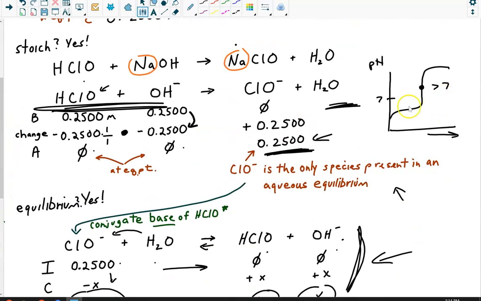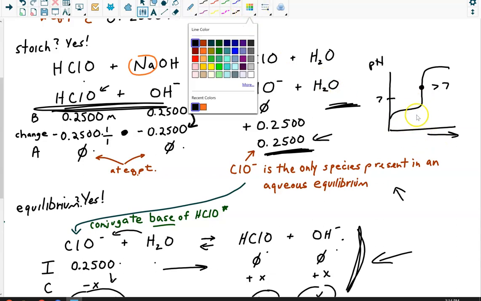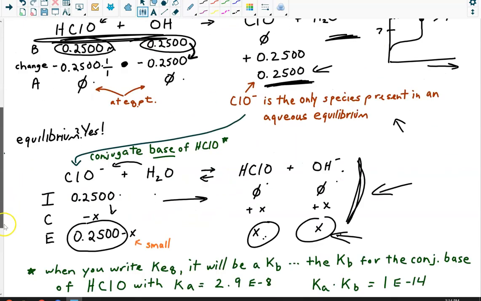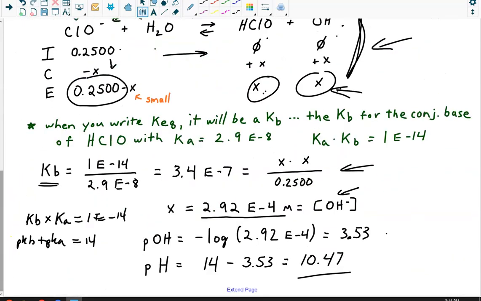So again, scrolling back up to look at this titration, this point here is the pH where you have your equivalence point, right? What would the pH be? Well, the pH at the equivalence point, where you add an equal amount of acid and an equal amount of base, right? You're at the equivalence point. This pH would be that pH, 10.47.